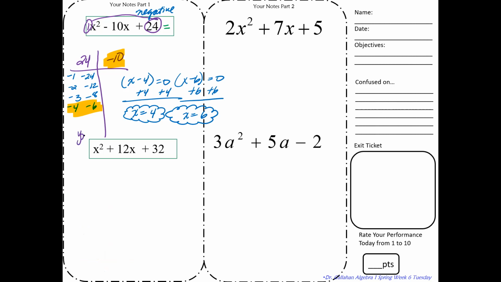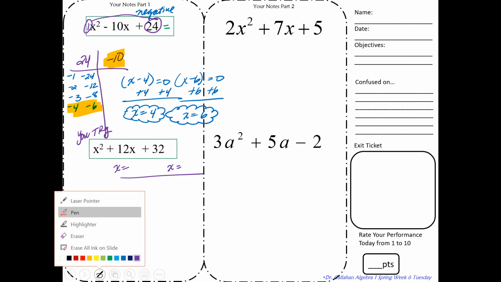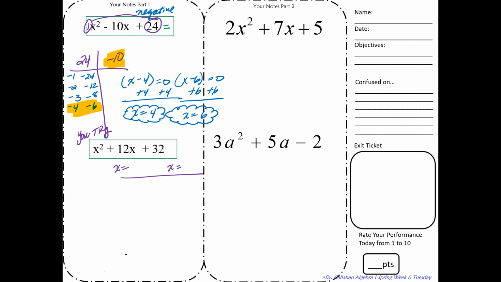All right, you guys, I'm going to go ahead and have you guys give this one a try. So pause the video and tell me what is x equal to for this question. All right, let's go ahead and take a look at this. You should have x plus 4, x plus 8. So your answer is a negative 4 and negative 8.